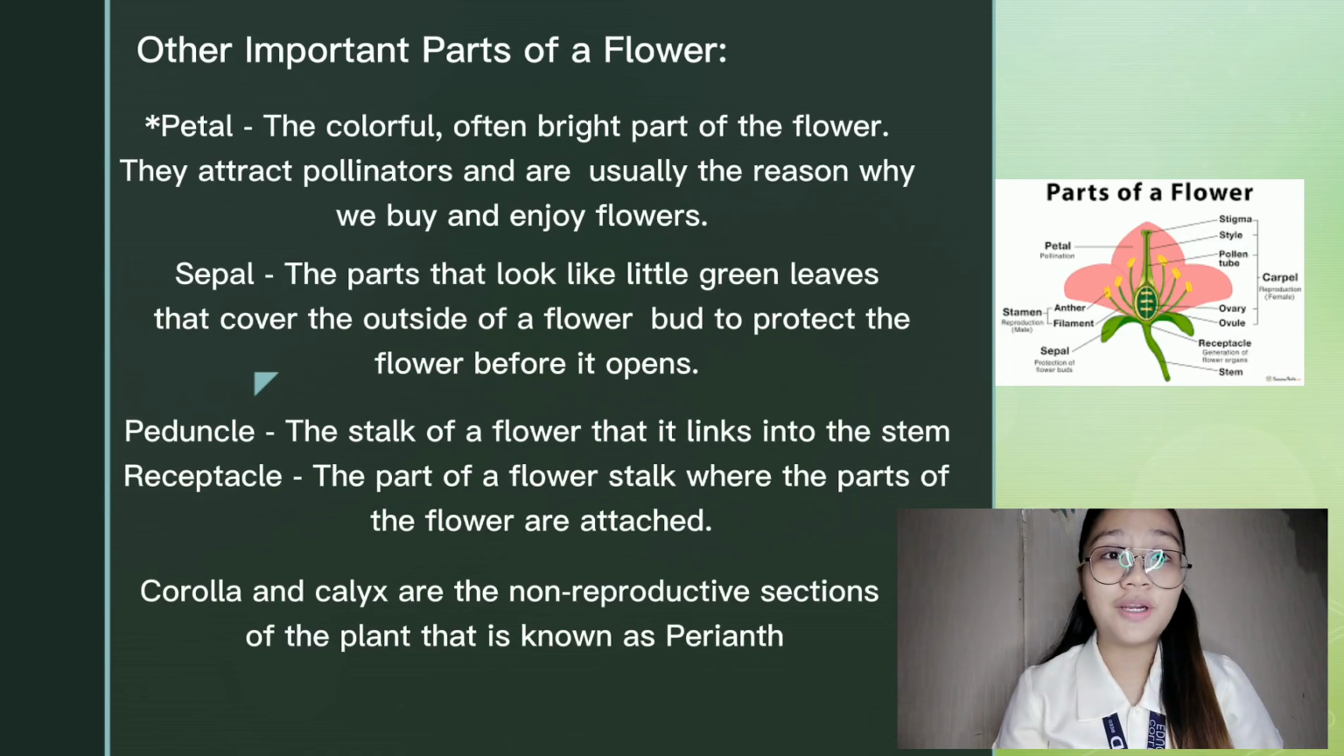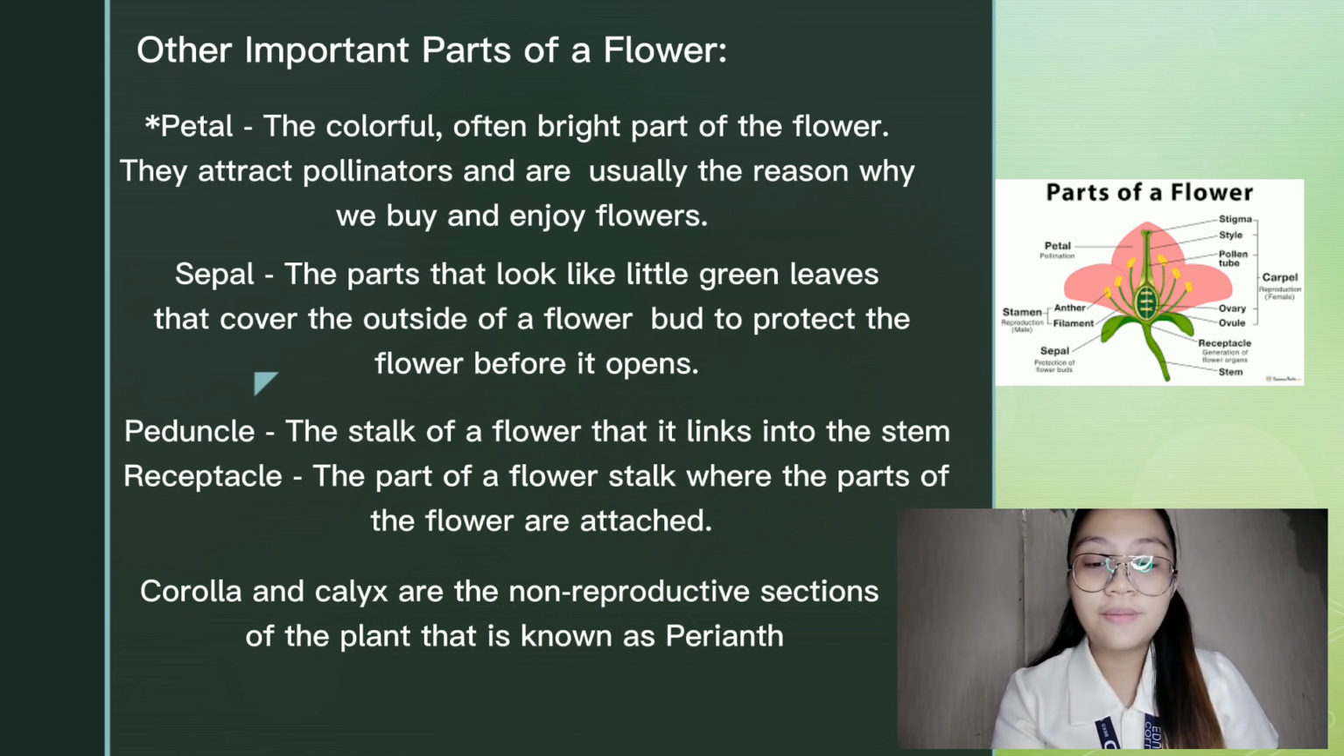Other important parts of flowers. First are the petals. This layer lies just above the sepal layer. They are often bright in color, as their main function is to attract pollinators such as insects, butterflies, and others to the flowers. The petals are collectively known as the corolla. The petals are the colorful, often bright part that attracts pollinators and are usually the reason why we buy flowers.